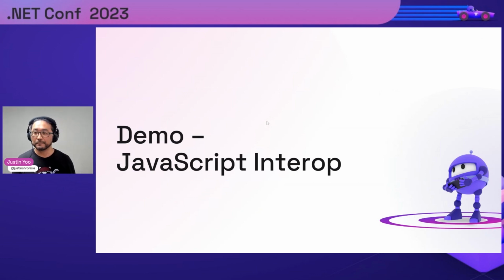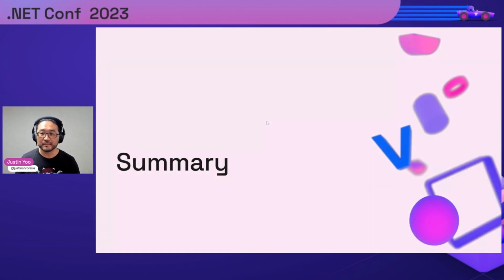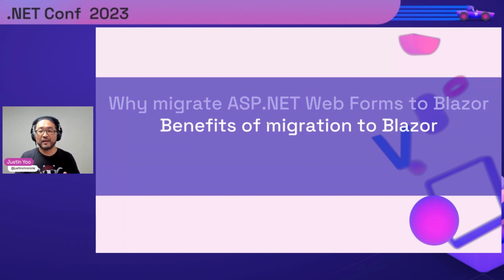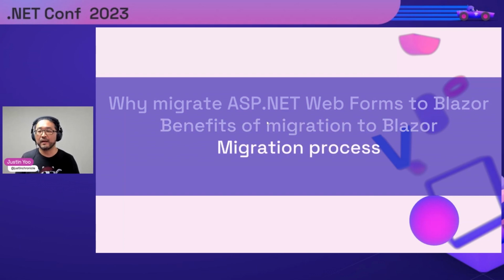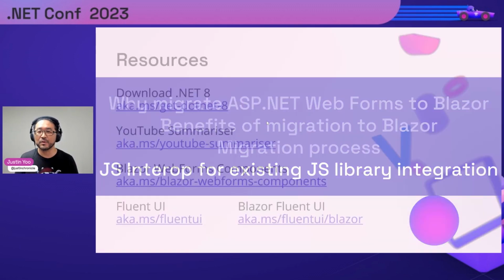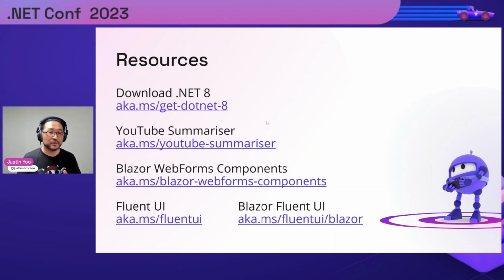We're almost at the end, so let's conclude. In the first place, we discussed why we should migrate our WebForms applications into Blazor. Then we discussed the benefits of migration to Blazor. We also discussed the step-by-step process for the migration to Blazor. And finally, I showed you the benefits of using the JavaScript interoperability feature for integrating existing JavaScript libraries. I hope you enjoyed this session.